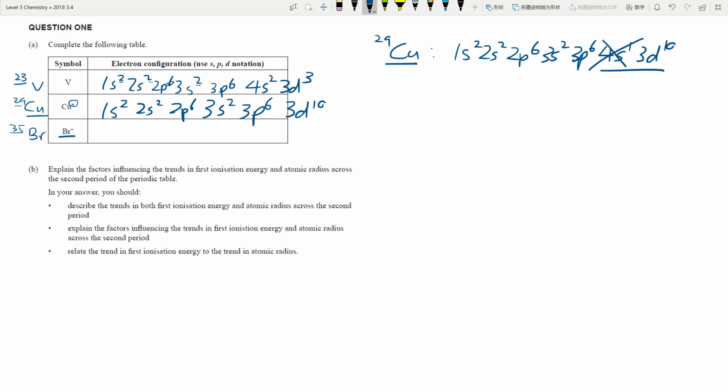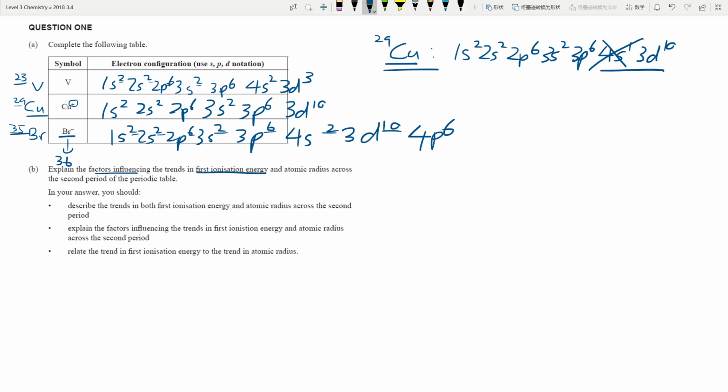Now for Br minus, it's normally the positive ions that you have to watch out for. I normally do the atom first and then the ion. But if it's a negative ion, you have 35, now you need 36. So it's 1s2, 2s2, 2p6, 3s2, 3p6, 4s2, 3d10. That's 2 plus 2 plus 6, that's 10, another 10, that's 30. I need 6 more, so it goes to 4p6. Very straightforward.